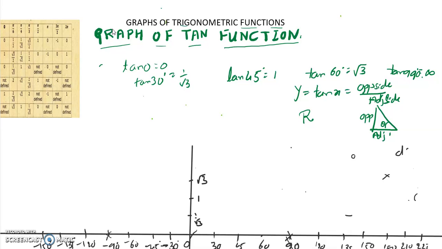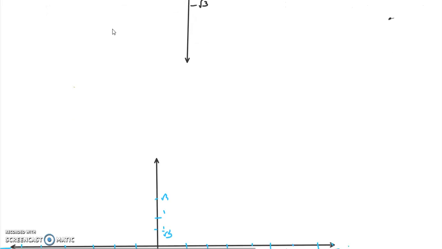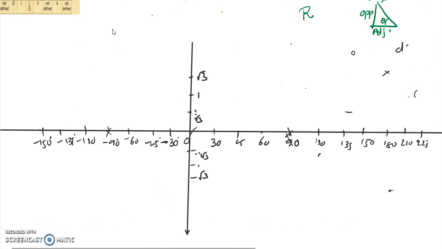Why do I refer to this? Because for sin x and cos x, the value always lies between -1 to 1. With this, let me start plotting the graph of y is equal to tan x. Angle is plotted along the x-axis: 0 degree, 30, 45 degree, 60 degree, 90 degree, 120 degree, 90 plus 45, 90 plus 60, 90 plus 90, 180, like that. Then 210, like that.